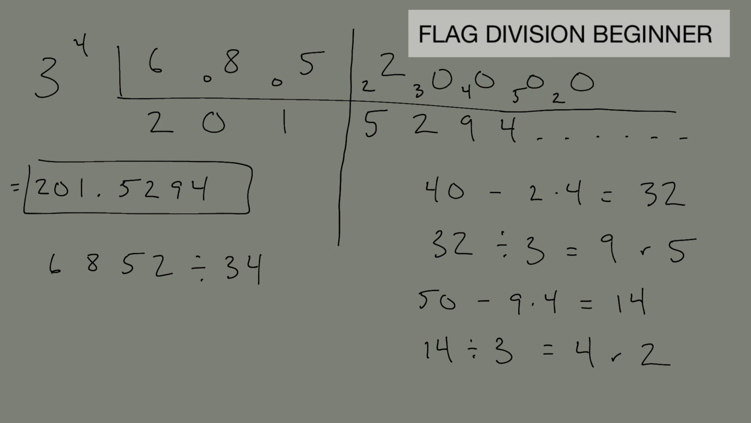It's an alternative to long division if you don't like to do long division. The advantage is sometimes you could do most of the stuff in your head. You don't have to write all these steps out. 40 minus 2 times 4 equals 32. 32 divided by 3 equals 9, remainder 5. I write it down for your benefit, but when you get real good at this, you don't have to write all these steps out. It ends up saving you room on your paper.